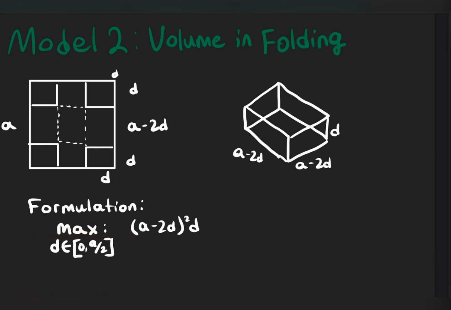What this means is that d cannot be less than or equal to 0, and d cannot be greater than or equal to a over 2. Because if d was 0, then we aren't cutting off any corners, and we can't fold it into a container. If d was greater than a over 2, that would mean we're cutting off more than what's allotted in the square, and that would be impossible. So we have to keep this in mind, and this is important for our formulation. And that's the formulation for a problem like this.